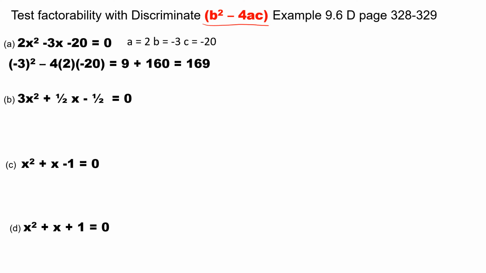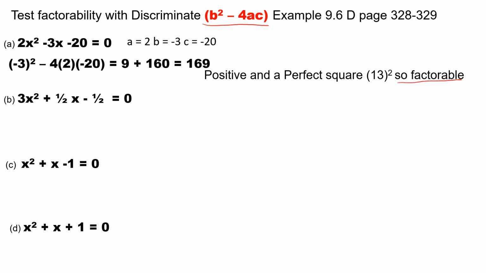And so tell me, what am I going to do? Is 169 positive? Yes. Is 169 a perfect square? Yes. So if it's positive and a perfect square, because 169, 13 times 13 is 169, then it is factorable. And so then they would recommend that you just go ahead and factor it. Use the factor method.